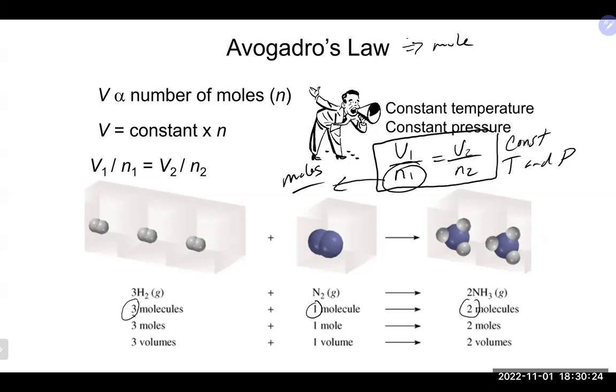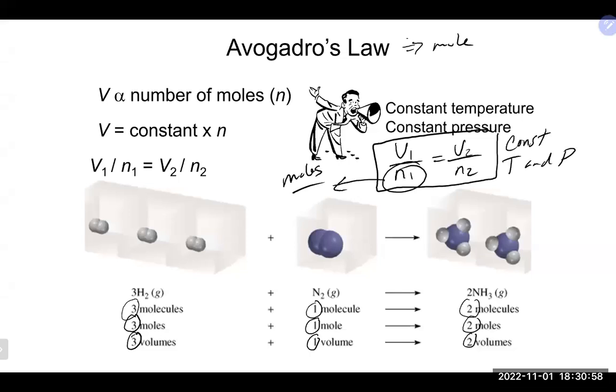We also could have the mole to mole relationship of 3 moles to 1 mole to 2 moles. And if this was done under constant temperature and pressure, we could actually use these as volumes, 3 volumes to 1 volume to 2 volumes. Or you could use units like 3 liters to 1 liter to 2 liters. So it allows you to do a stoichiometry problem when you're at constant temperature and pressure, using the coefficients as the volumes of each of those things.